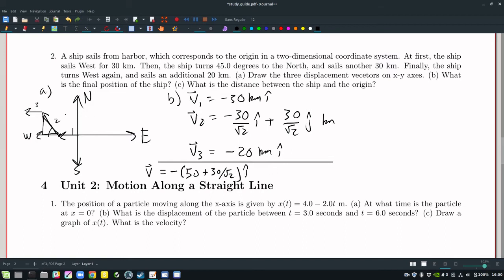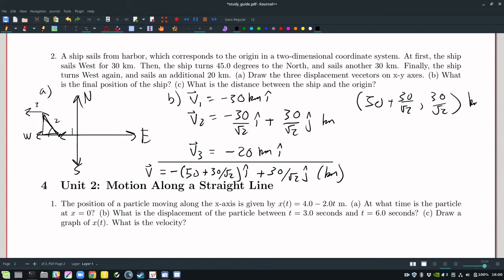And then the only j was when we took the northerly turn by 45 degrees. So that's plus 30 divided by the square root of 2 j, and those units are in kilometers. You could write the final position, for example, like 50 plus 30 over the square root of 2, comma, and then 30 over the square root of 2. Those could be the coordinates in this notation where you have the x component, comma, y component. It's perfectly acceptable also to write the vector like that.